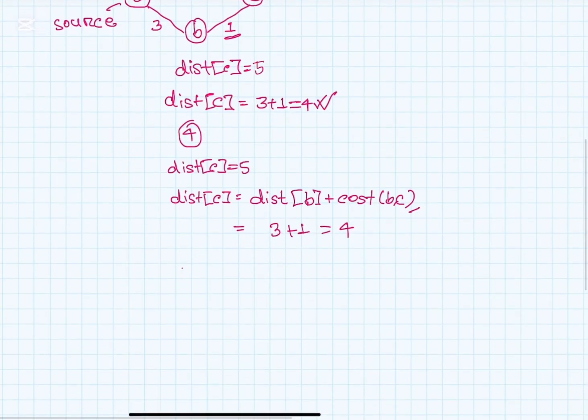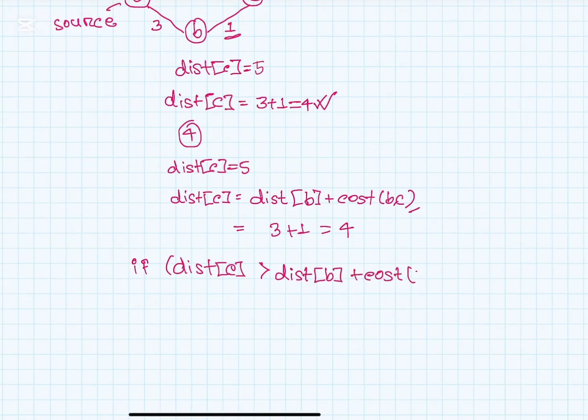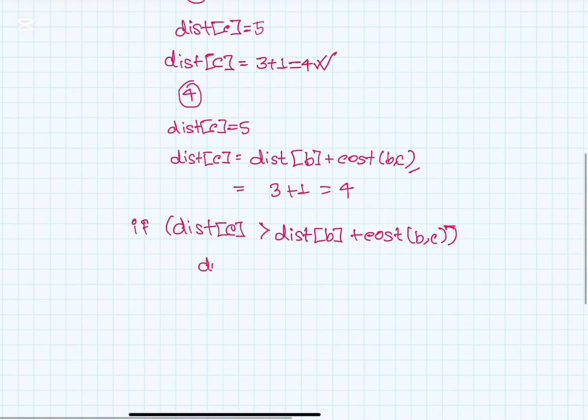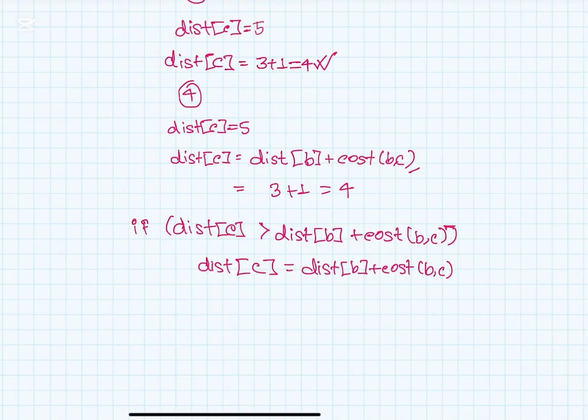And now we'll check if dist of C is greater than dist of B plus cost of B comma C. If this is true, then we will change or update the distance of C to dist of B plus cost of B comma C, because we will always choose the smaller value.